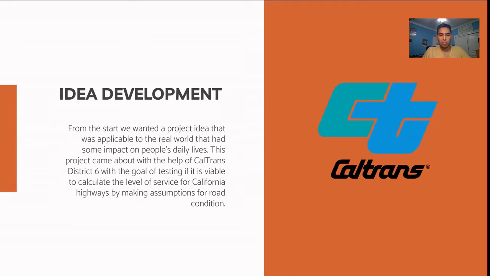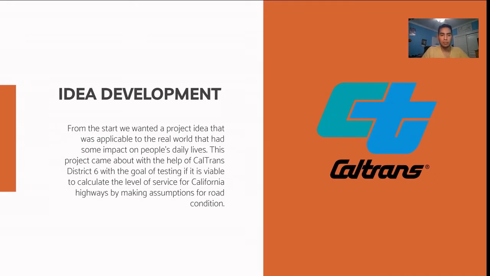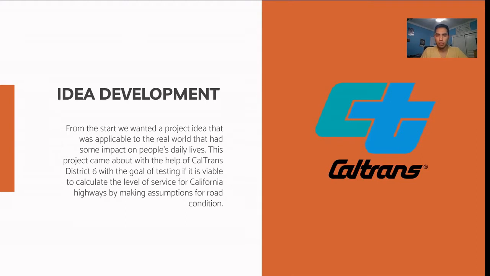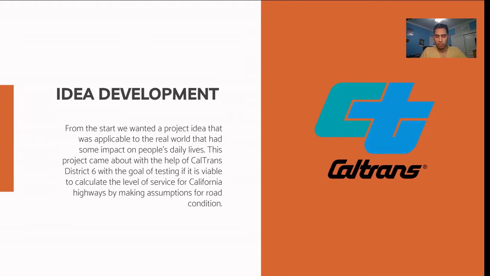From the start, we wanted a project idea that was applicable to the real world, that had some sort of impact on people's daily lives. This project came about with the help of Caltrans District 6, with the goal of testing if it is viable to calculate the level of service for California highways by making assumptions for the road conditions.